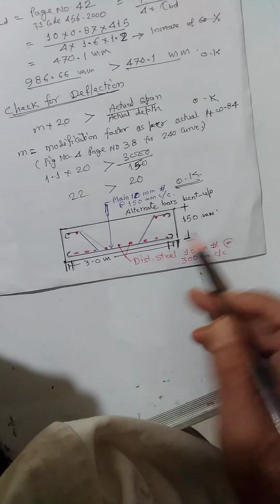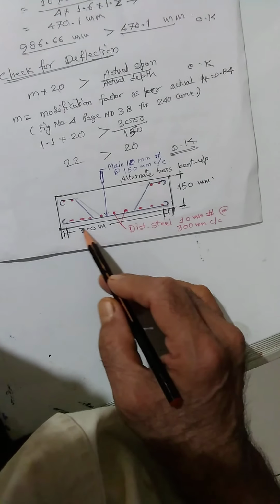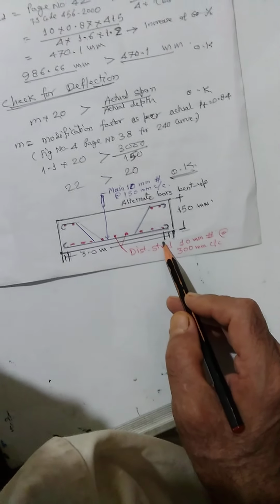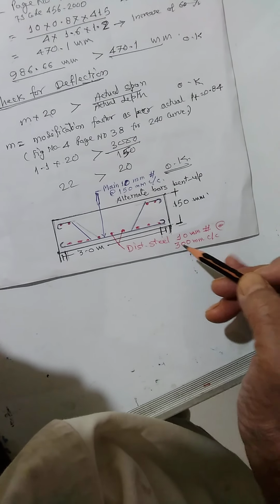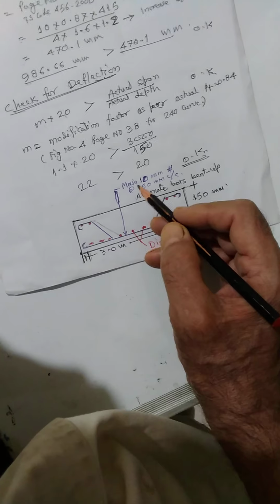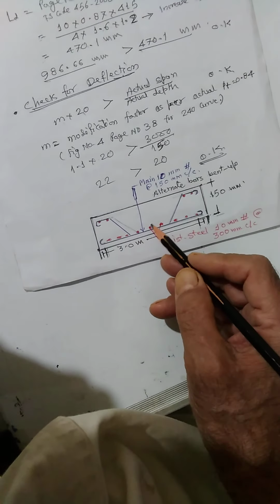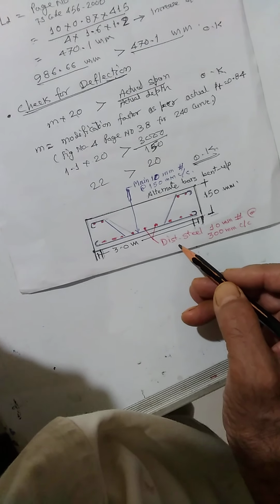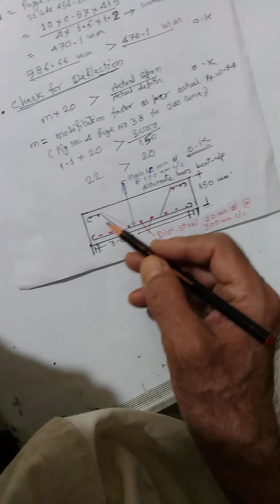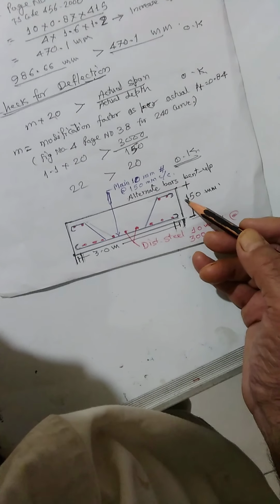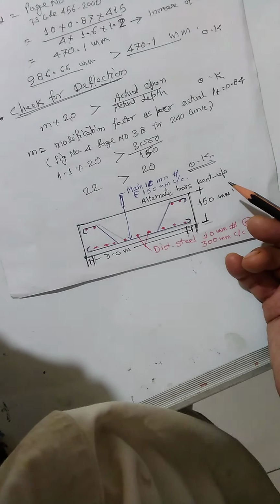Now here the L section is given. This is the main bar placed at the bottom of the 3 meters length, 10 mm bar at the rate of 150 mm center to center. This distribution steel is again 10 mm bar at the rate of 300 mm center to center. Alternate bars are bent up and its spacing will definitely come out to be 300 mm center to center.